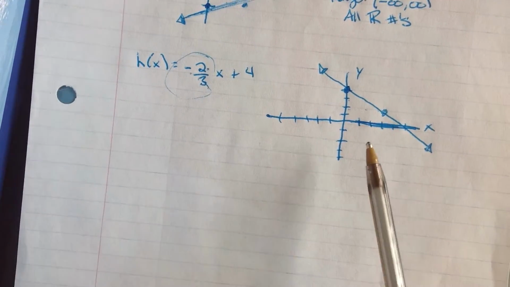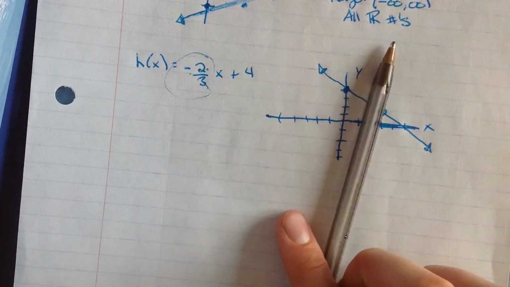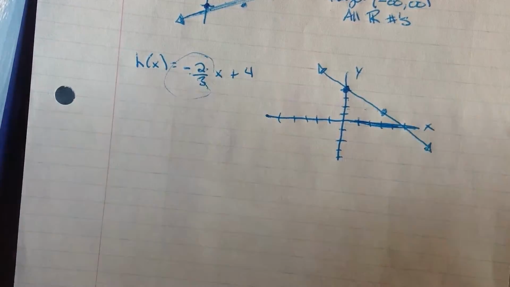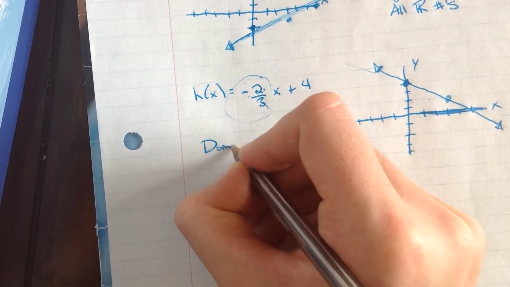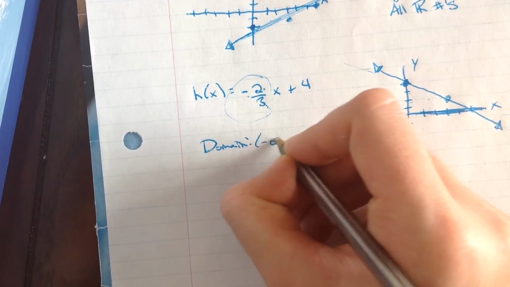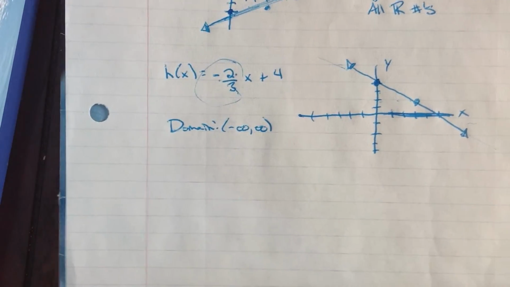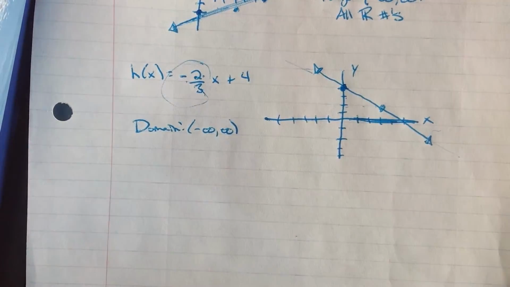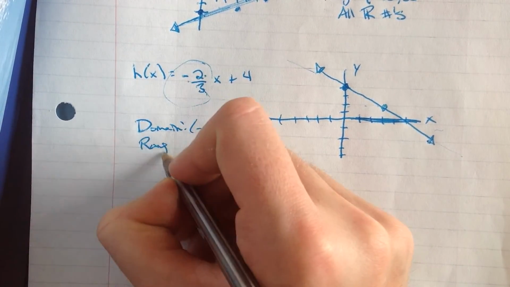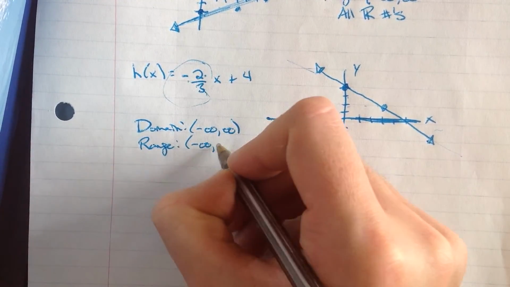Once again, looking at this, our domain from left to right, because it's all x values, because these arrows go on forever in both directions, our domain is -infinity to infinity, and our range, going from bottom to top, is also, once again, -infinity to infinity.